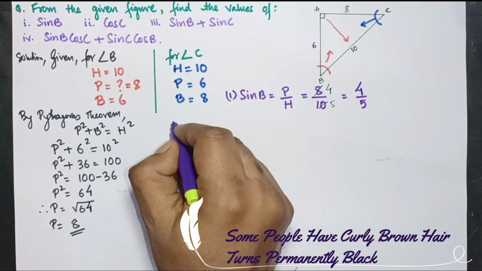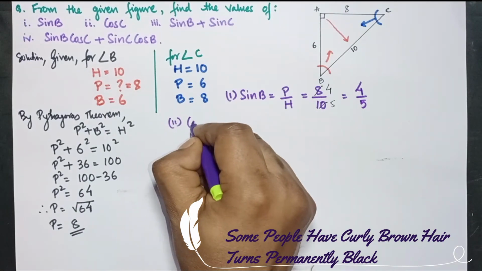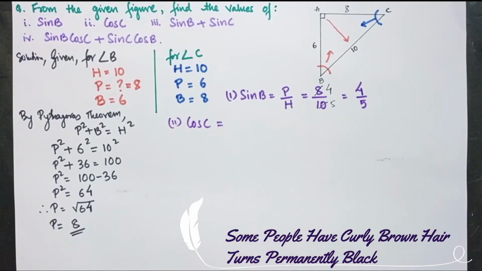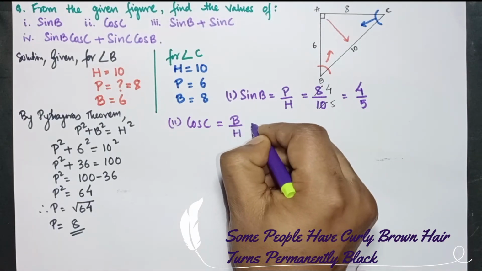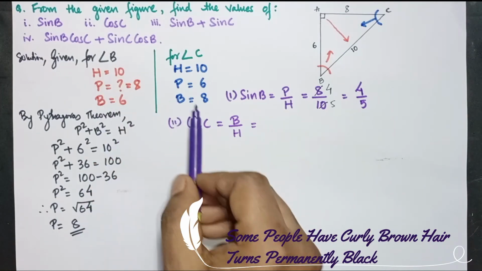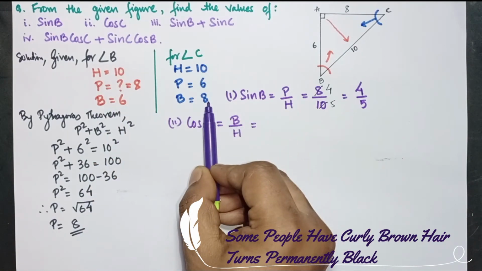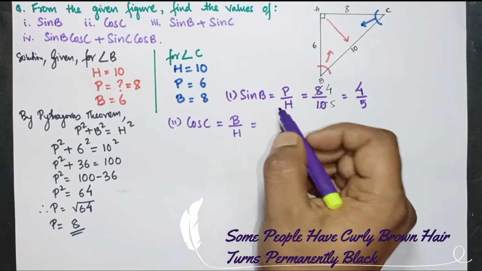Number 2, what do we have? We have cos of C. So you know the formula for cos of C? 'Curly brown hair.' Now which values will you use, this one or this one? Since C is there, we'll use these values. So what is the value of b? B is my 8.